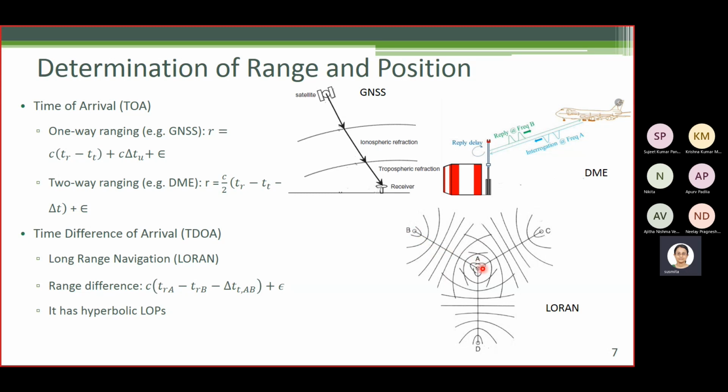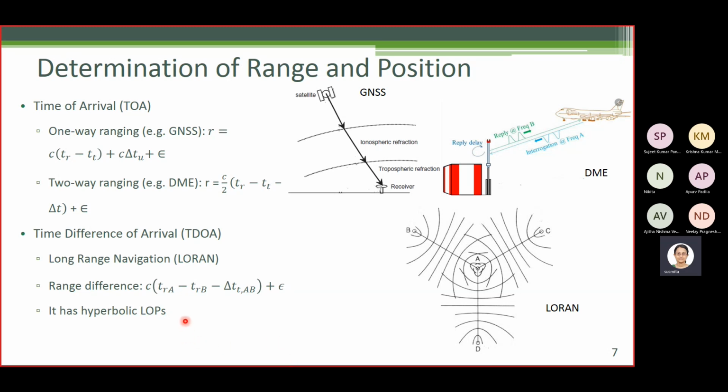So for one master secondary pair, we get a set of hyperbolas. Similarly, for another pair, we'll get another set of hyperbolas, right? Now, how do we determine the position of the user? So again, we need to look for the points of intersection of the hyperbolas. And the two hyperbolas can intersect at more than one point. Again, there is an ambiguity. So in that case, we need another pair to resolve that ambiguity.